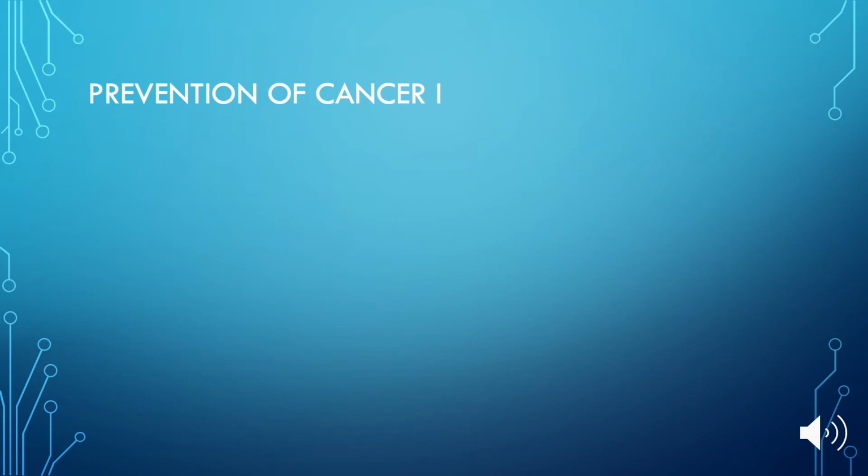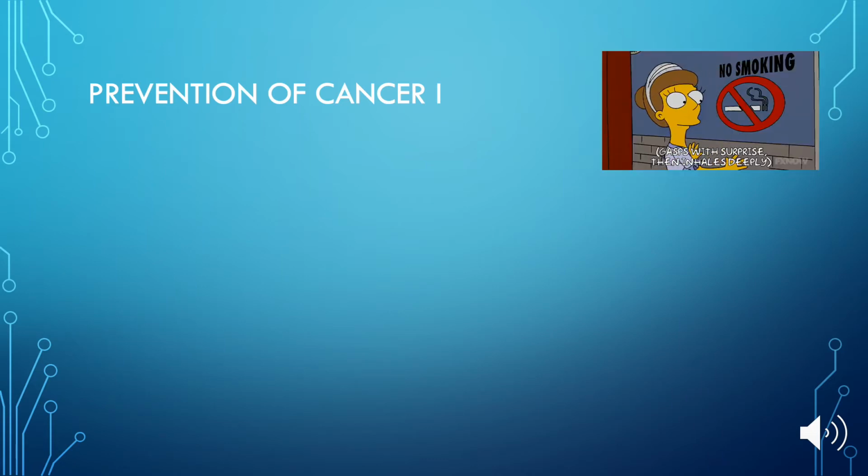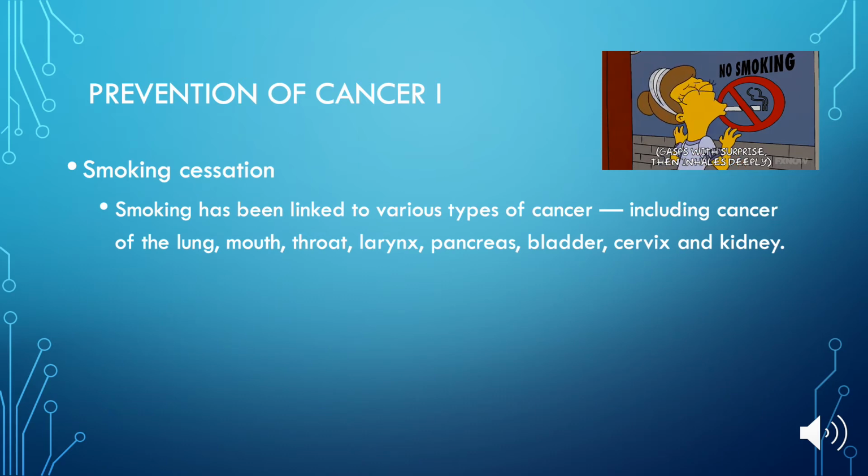So like I said, prevention of cancer. This is a nice picture from The Simpsons. But essentially, smoking cessation, or the stopping of smoking, or not starting it preferably, is a very, very important risk factor. And smoking has been linked to various types of cancer, including lung, mouth, throat, larynx, pancreas, bladder, cervix, and kidney. Chewing tobacco has also been linked to cancer of the oral cavity and pancreas.